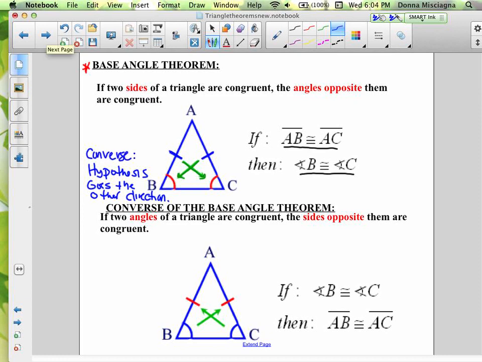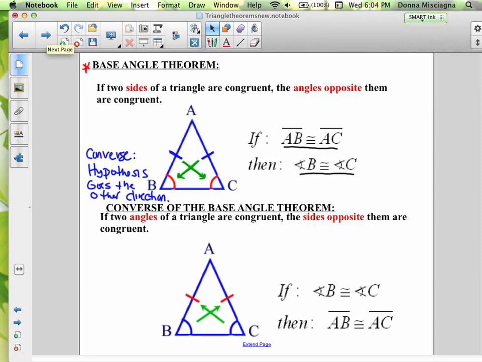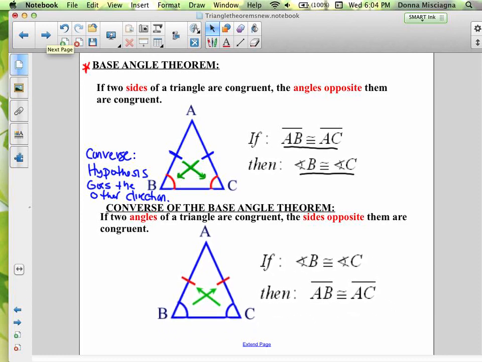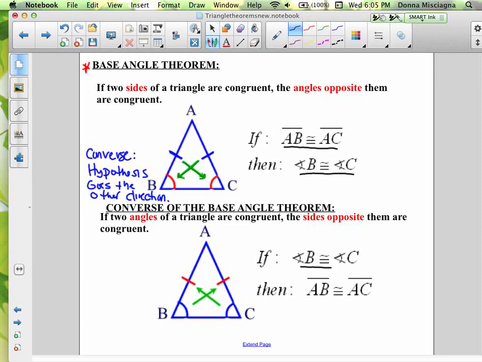So converse of the base angle theorem, if two angles of a triangle are congruent, the sides opposite the triangle are congruent. Okay? So in other words, let's say we're not told that AB is congruent to AC, and we're just told that angle B is congruent to angle C, and we're wondering, gee, is that an isosceles triangle? Well, if you have two angles congruent, then those sides opposite those two angles are congruent, and you have an isosceles triangle. Okay?